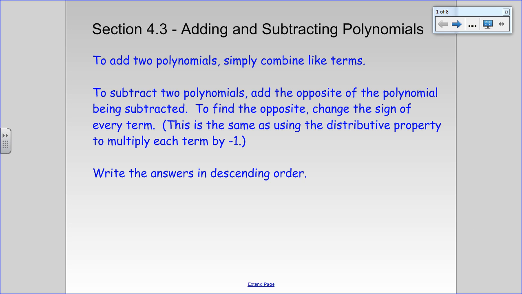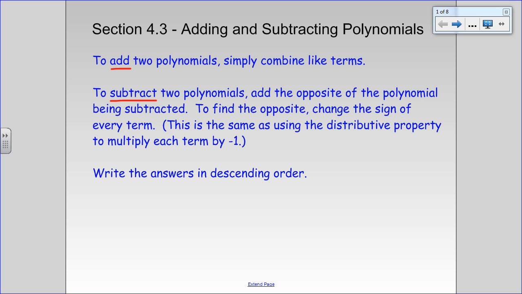Section 4.3 of your textbook covers the topic of adding and subtracting polynomials. To add two polynomials, we simply combine the like terms. Remember that like terms are terms containing the same variables raised to the same exponents. To subtract two polynomials, we will add the opposite of the polynomial being subtracted.